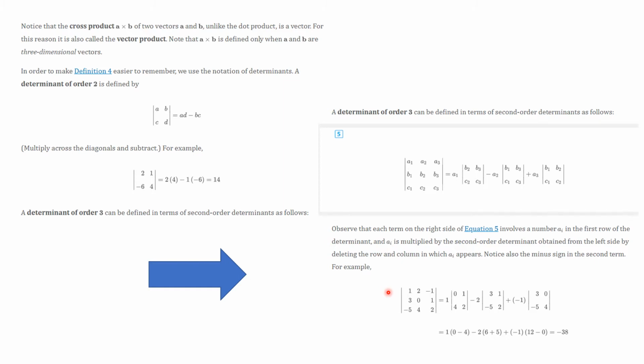Now observe that each term involves a number a sub i in the first row, and that is multiplied by the second order determinant obtained by deleting the row and column in which that a sub i appears. Notice that the minus sign occurs in the second term, and this is an example calculation. If we are calculating the determinant of 1, 2, minus 1, 3, 0, 1, and minus 5, 4, 2, we use the formula and we will get negative 38. It can be a positive number or it can be a negative number.